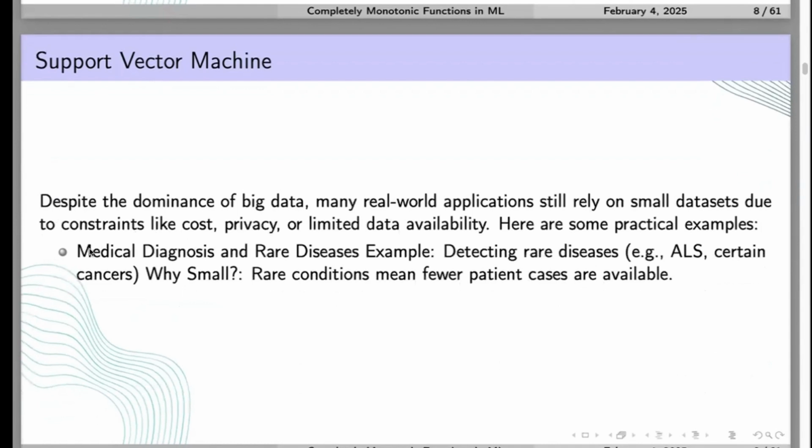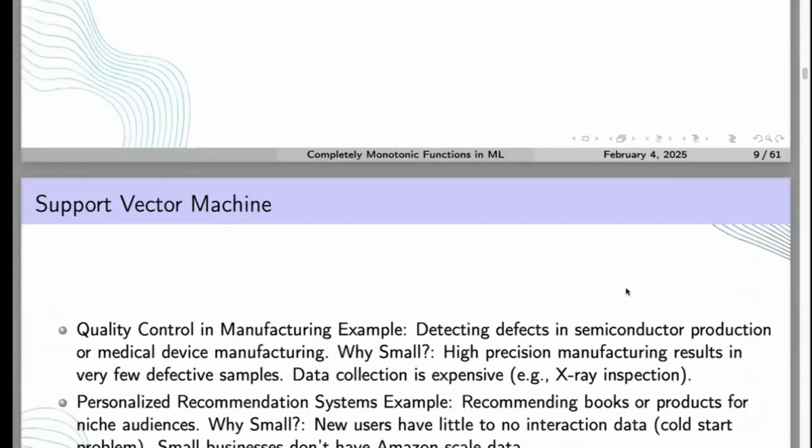And the second slide shows us some example applications of small data sets. The first one is medical diagnosis and rare diseases. If you are searching a data science problem for a rare disease like ALS or certain cancers, you can't have a big data set. You have a small data set, and rare conditions mean fewer patient cases are available. So it is an application area where we have small data sets. And here I think it's important to note that small data sets are not as small as we sometimes think. For example, data sets with less than 10,000 rows are considered small data sets. So they are not always very small.